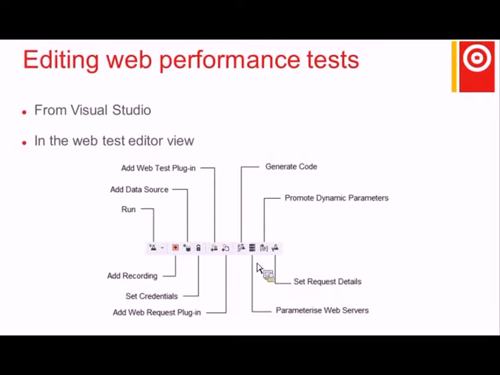One very useful option, which I don't know a single person who actually works with web performance tests who doesn't use on just about every single web performance test, is parameterizing your web servers. What parameterizing your web servers enables you to do is to actually identify every single web server that you're actually talking to, and take that web server and actually turn that into a context parameter.